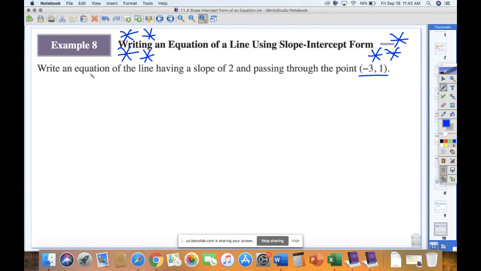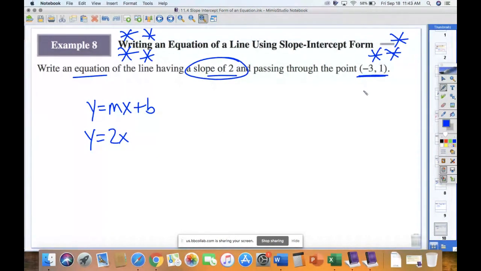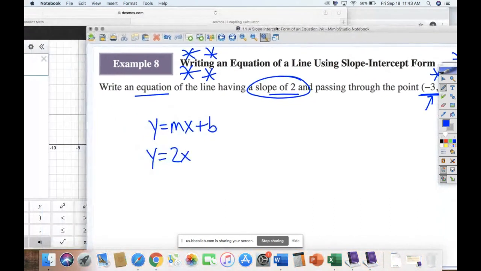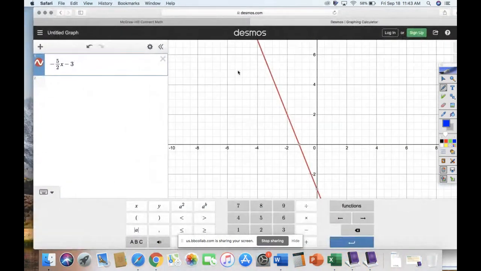All right. So again, we're writing an equation of a line with a slope of 2 that goes through the point (-3, 1). Well, again, I like writing my equations y equals mx plus b because it's a slope and a point. So already, knowing the slope is 2, I have y equals 2x. The problem is that the point (-3, 1) is not the intercept. That's not b. So what do I do? And this is where students, I know you've seen it before, but maybe you didn't understand it.